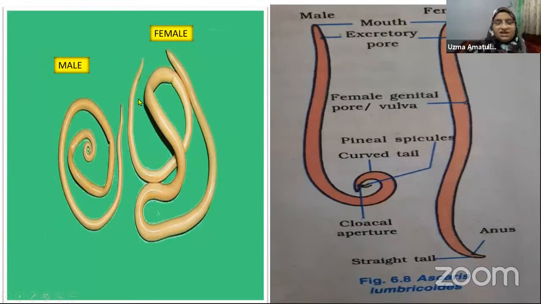Now here you see the real worms, male and female, how they look. And here is the diagram. Here the males have a curved posterior end with penial spicules. Females have a straight posterior end with the anus here. At about 1/3 of the body of the female, you can see the genital vulva is there. This diagram is from your textbook.